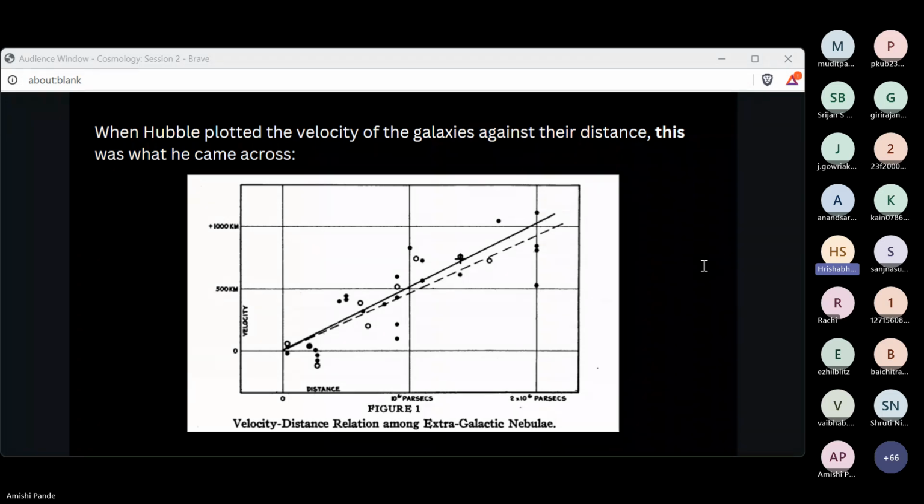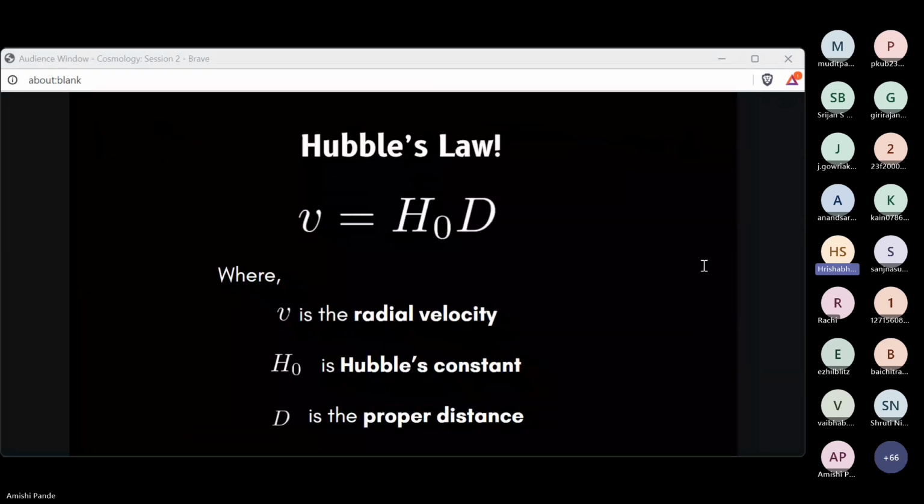By the way, by this time we know that it does not actually follow a linear relation. The relation that it follows, we'll see as we move ahead. But for what Hubble saw, he did notice a linear relation, and the very famous statement is: the farther an object is from us, the faster it is moving away from us, which gives us our Hubble law, for which you can change the slide.